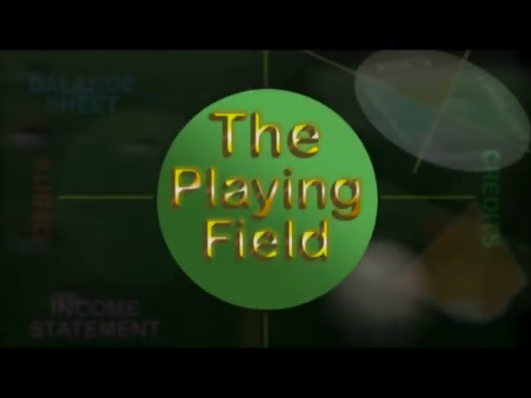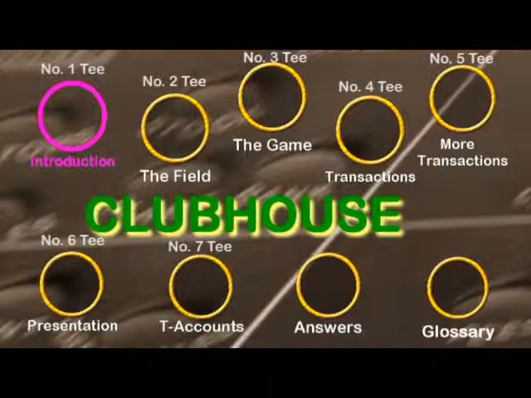Here we are on the playing field, and this is the clubhouse, our main menu. From this point we can access any of the 7 tees that make up the game. There are also 2 additional reference items on the menu. The one contains answers to selected questions, and the second covers the glossary.